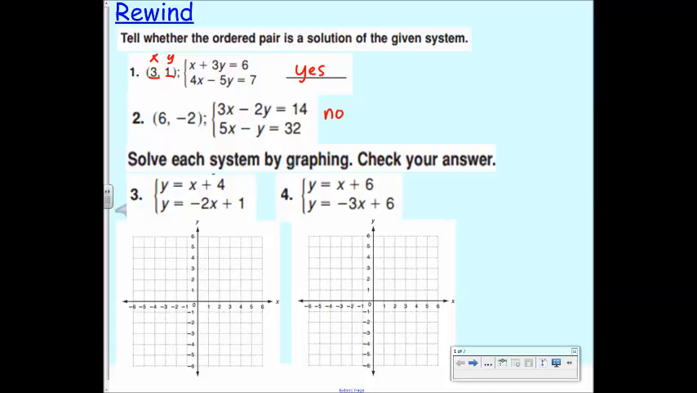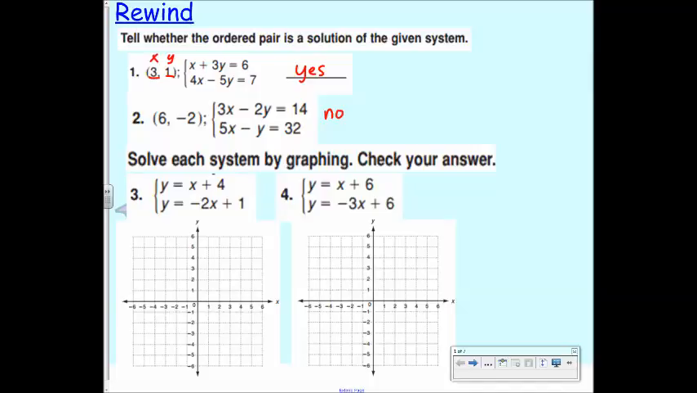All right, so hopefully in the rewind you found that yes, number 1 was a solution and no, number 2 was not. When you're graphing these onto coordinate planes, or if you're finding a solution by graphing, what you've got to do first is graph them, and then you're looking for the spot where they intersect. If they don't intersect, there's no solution. All right, if they do intersect, whatever the point is that they intersect at, that's the solution to the system of equations. So I'm just going to do number 3, and then if you did not get that for number 3, take a look at what we do right now and apply that to try number 4 again.